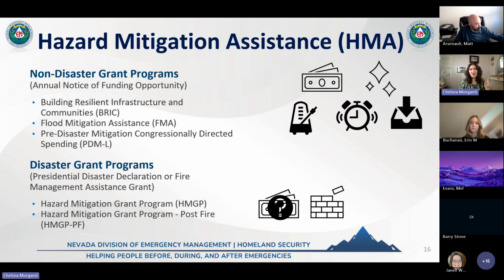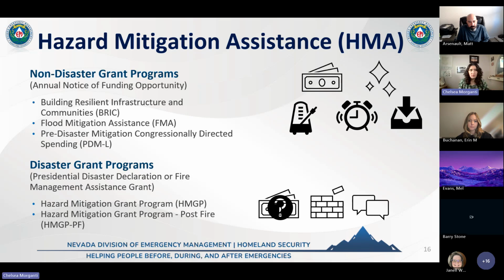When you have non-disaster grant programs, they're regularly scheduled, with immediate deadlines and one-time submission. At this point in time, we are currently waiting for the notice of funding opportunity. I'll get into what that looks like later, for the Building Resilient Infrastructure in Communities and the Flood Mitigation Assistance grant programs. So these programs are federal announcements, national pots, one-time submission, one-time application, yes or no money.